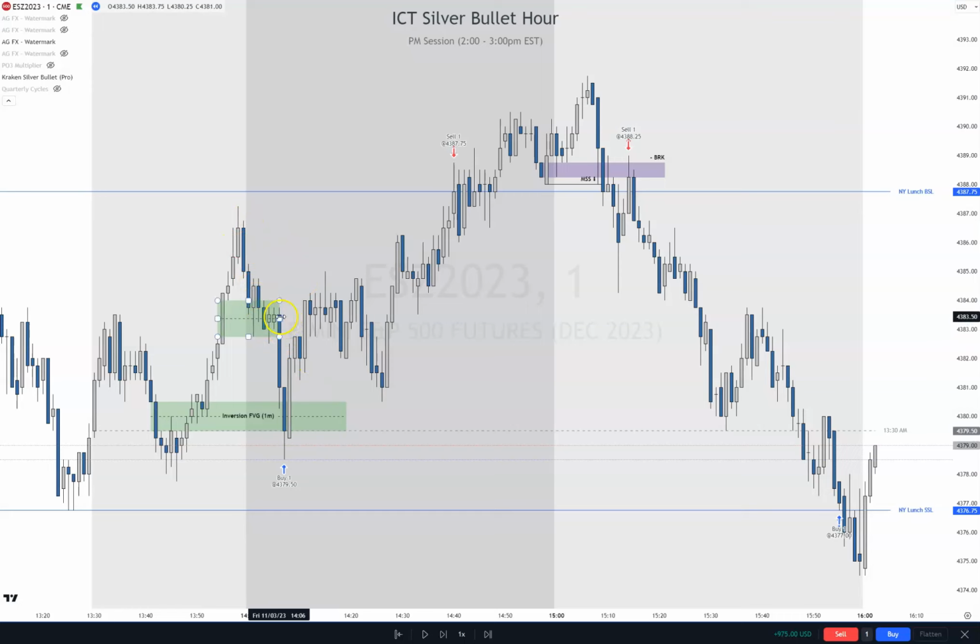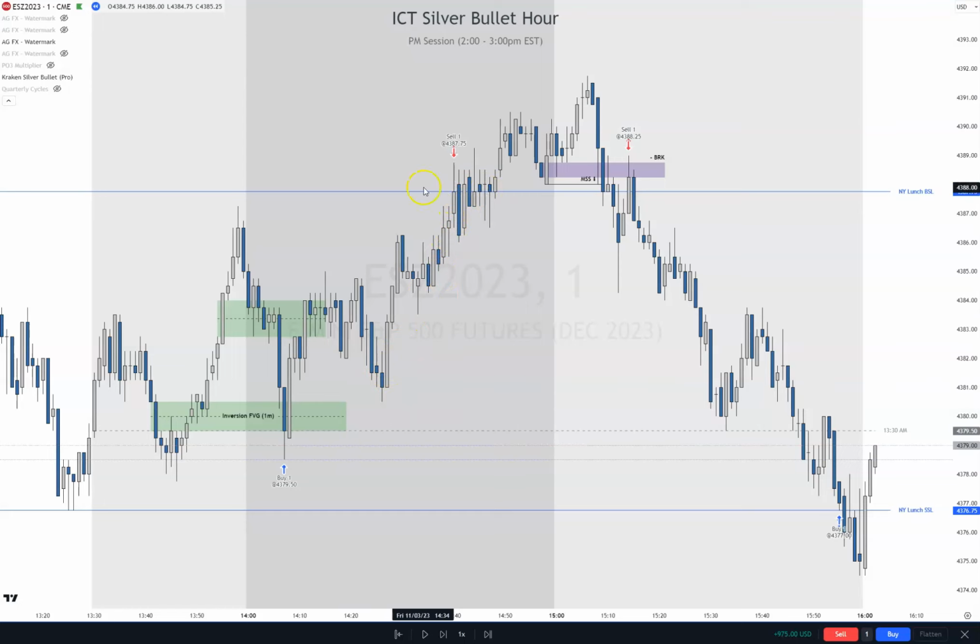Knowing that if it was going to come down, it was going to violate this PD array, and it really didn't care about it, to be perfectly honest. So it came down, hit optimal trade entry, we took a long. And our target was the New York lunch buy-side liquidity, right? That's our draw. We pulled a fib from low to high here, and we had optimal trade entry again here to go long.